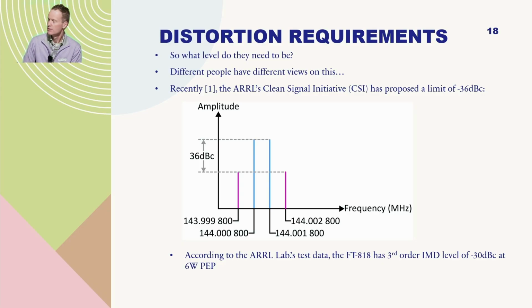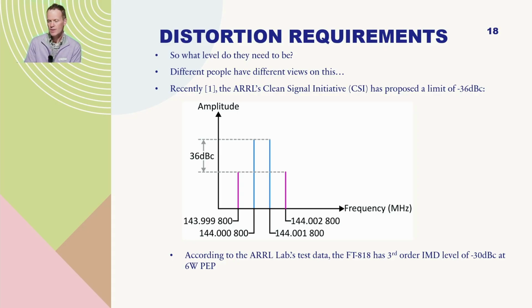So I mentioned before that we want to keep them as low as we can, but how low do they need to be? Well, like a lot of things in life, there's various views on this. Recently, the ARRL published in QST, I think it was, the Clean Signal Initiative Group, CSI, not Crime Scene Investigator, although if your spectrum's bad enough, they might come around too. But the purpose of this is really to establish requirements for transmitters in the US. They're looking to do this, but I'm imagining they're hoping it would be adopted all around the world.